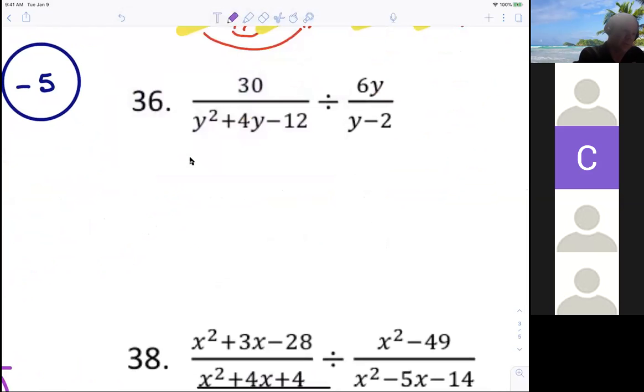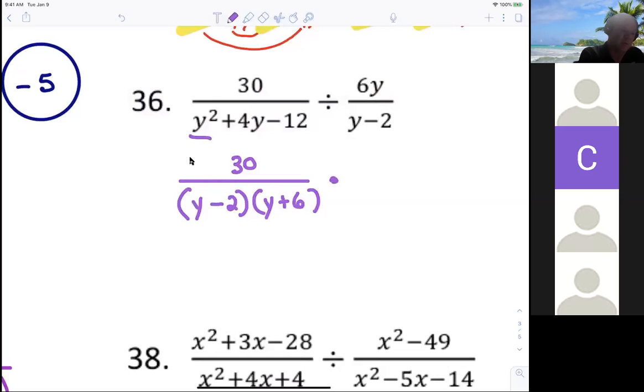All right. 30, there's nothing to factor there. The bottom, 2 sets of parentheses. I need y squared. Factors of 12 that make 4: 6 and 2. 6 to be positive, 2 to be negative. Times the reciprocal. y minus 2 goes on the top, 6y on the bottom.